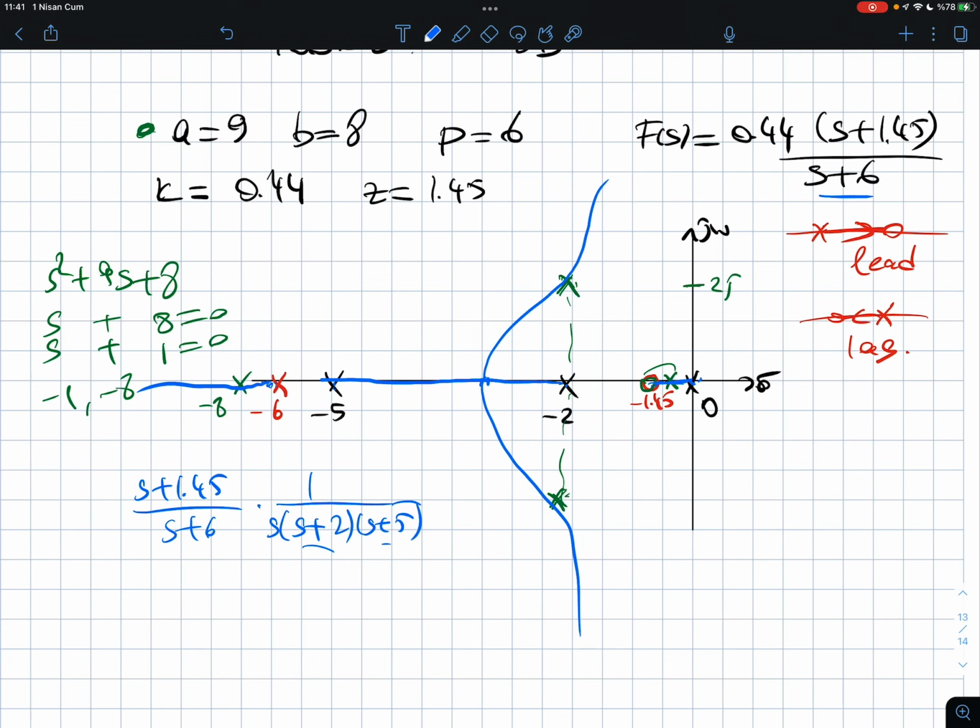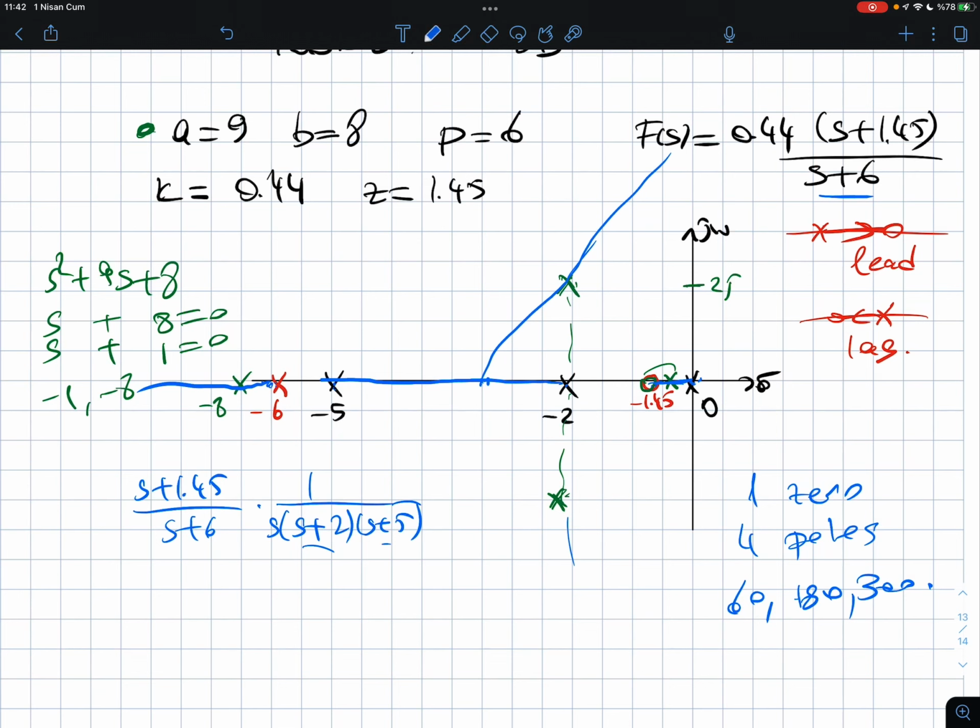Therefore, these are the branches. We have a breakaway point. This pole tends to this zero. These two meet up and they go up to 90 degrees. Or I guess not 90 degrees. This should be 60 degrees because we have 1 zero and four poles, so the asymptotes should be at 60, 180, and 300 degrees. Therefore, these are not really like that, but they rather tend to 60 degrees, to be more correct. So that's kind of the root locus plot.